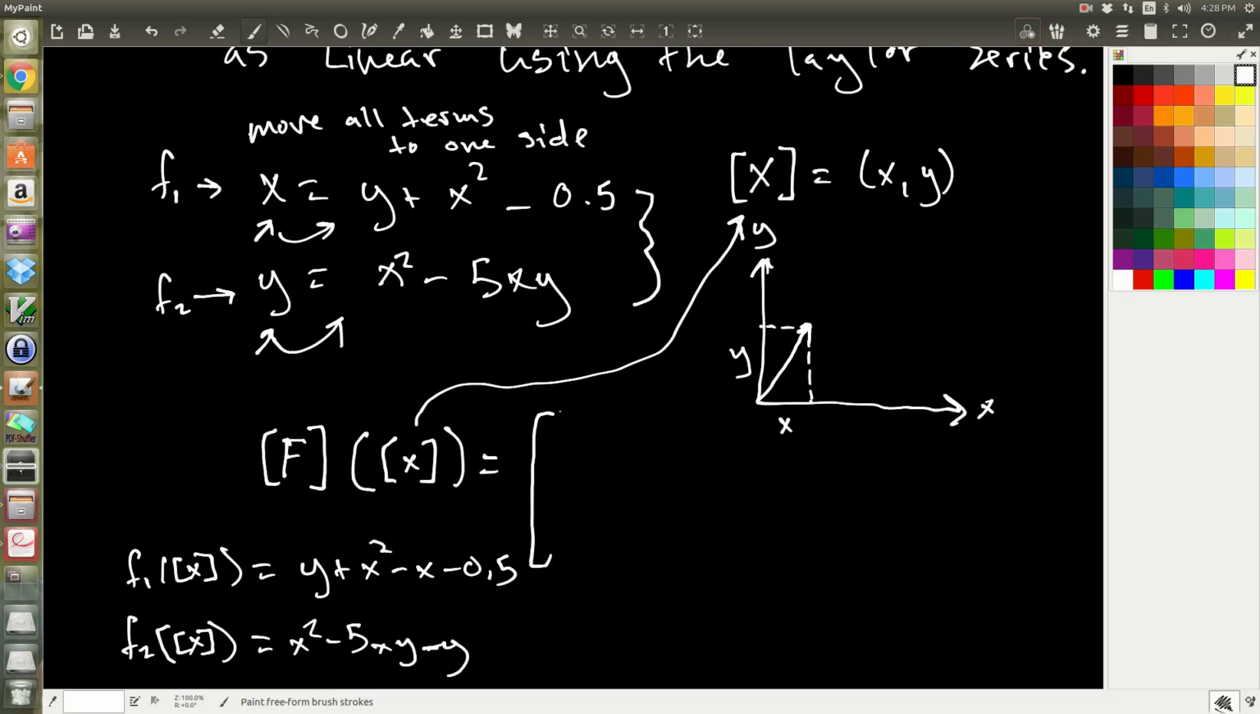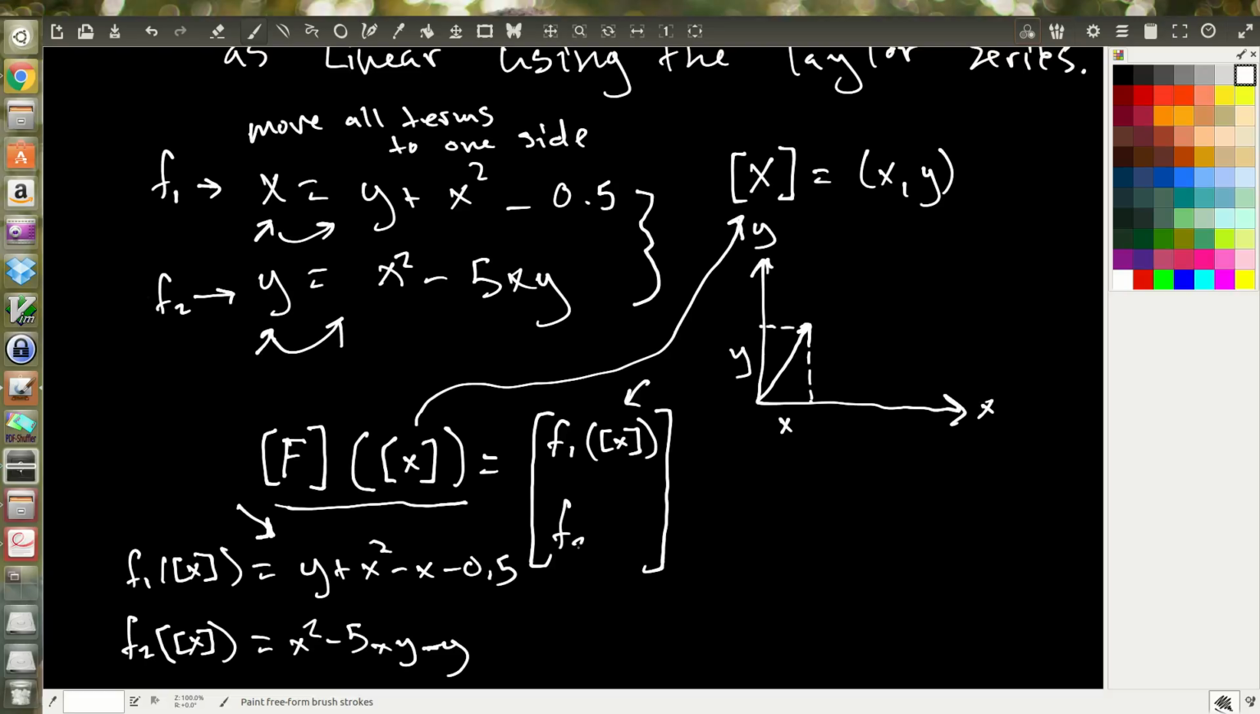Okay, so this vector valued function takes an x and a y value, and it returns, for its first component, f1 of x. Plug in your x, y values to this first equation right here, and you're going to get back some number, and that number is going to go right here as the first component of the return vector. And then the second component is going to be f2 of x. Okay?